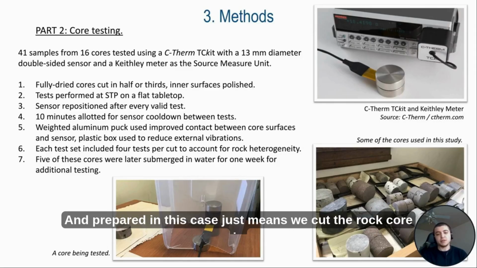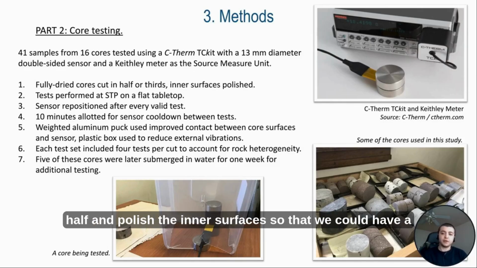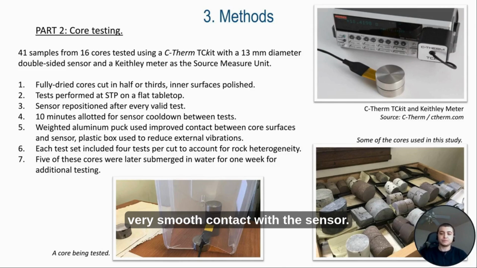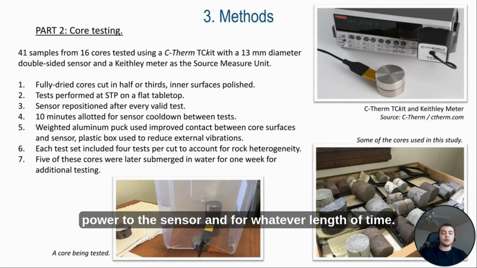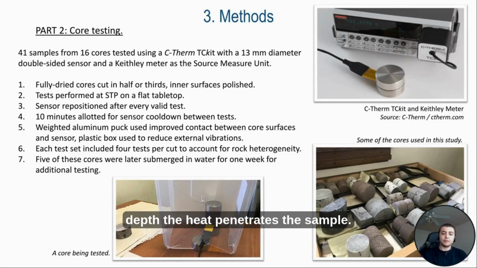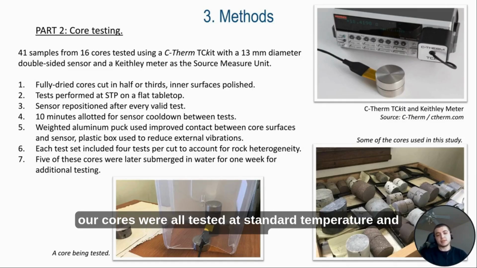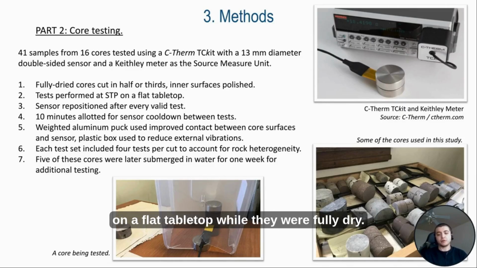And prepared in this case just means we cut the rock core in half and polished the inner surfaces so that we could have a very smooth contact with the sensor. The TC kit came with a piece of software for interacting with the equipment, where you could set the amount of power to the sensor and for whatever length of time. And what gets measured is how hot the rock gets in response and to what depth the heat penetrates the sample. Our cores were all tested at standard temperature and pressure on a flat tabletop while they were fully dry.